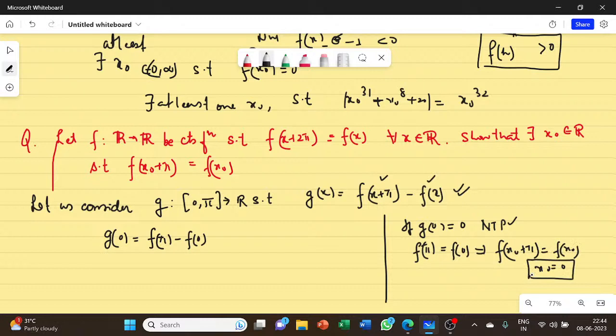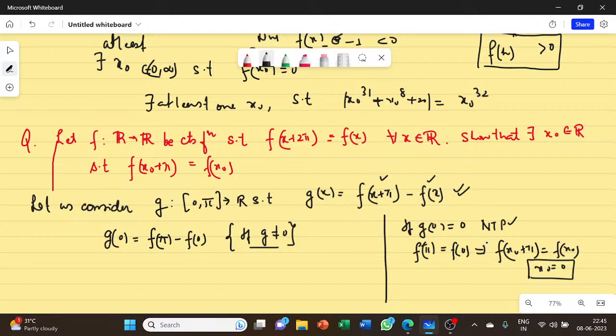So then there is nothing to prove. There is already a solution to it. Fine. But if it is not the case, so here I'm writing if g0 is not 0, then it will be some value. f5 minus f0 would be some value. It will not be 0 in that case. So I'm not considering the case g0 equal to 0.